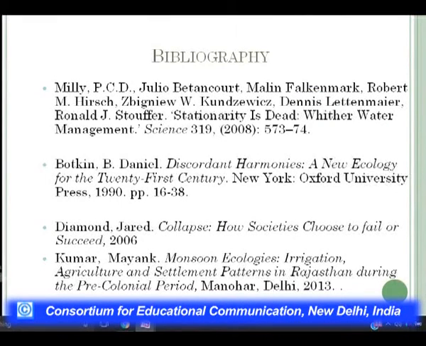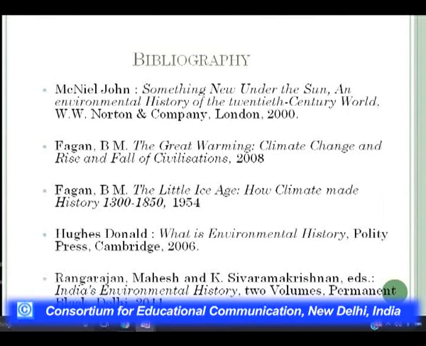Let me also share, before I conclude, bibliographies for your ready reference. These are two pages. One is Stationarity Is Dead, then Discordant Harmonies, Jared Diamond's Collapse: How Societies Choose to Fail or Succeed, Mayank Kumar's book Monsoon Ecologies. I have also listed for your reference J. R. McNeill's very important book Something New Under the Sun. It's a very, very important book. Similarly, Fagan's The Great Warming and The Little Ice Age talks about the historical past where climate variability was documented by environmental historians. So these are the references which are available for your ready reference and will be available for later use as well.